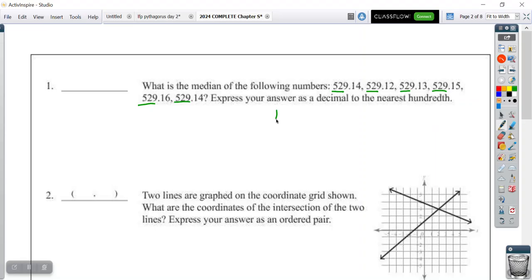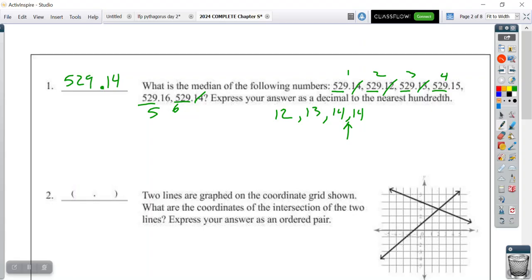So I have a 12, I have a 13, I have a 14, but I have another 14 here. Now, I know that I have 1, 2, 3, 4, 5, 6 numbers. So that means the median is going to be in between the third and fourth number. The third and fourth number are both 14. So I know that the decimal is going to be 14 with our 529 in front of it.